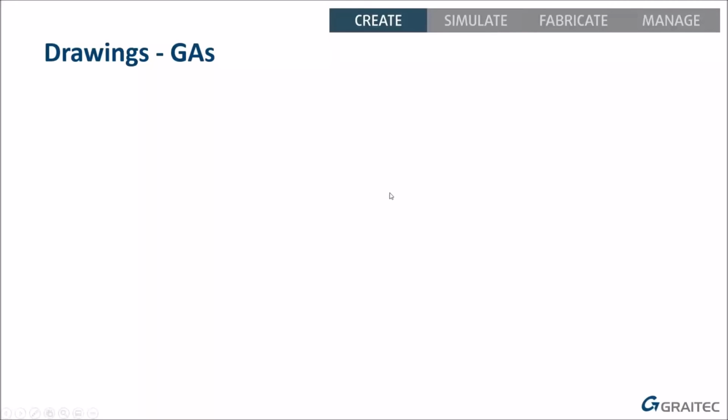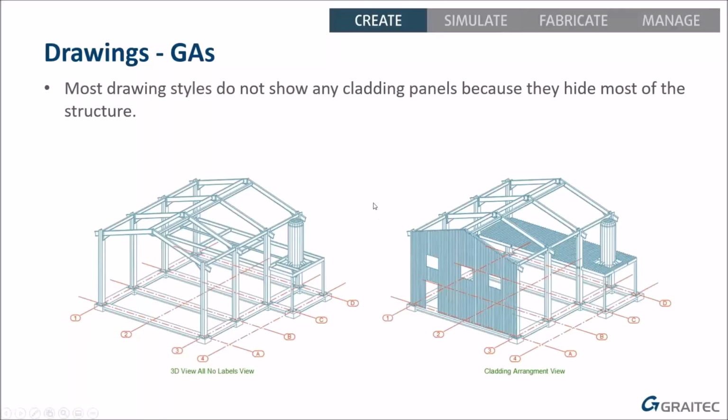First of all, let's think about GA drawings. Nearly all drawing styles will not show the cladding. So that's a 3D view of the entire model that I created. The model still had the cladding on there. You saw that on the video earlier with the decking and the front panel, not showing any of it. Because if you show it, you can't see much else in the structure.